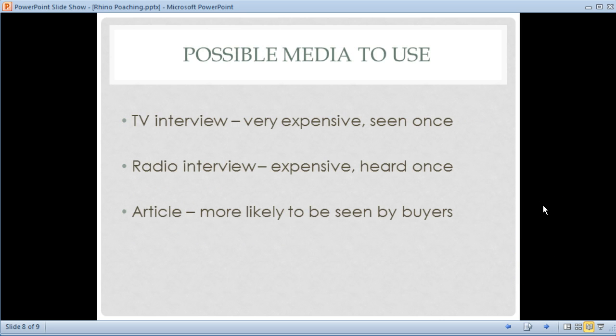Here is a summary of the type of media that they're thinking of using to get the message across. It's very clear to see the summaries and to see that this person has come to the conclusion that articles are a good idea.